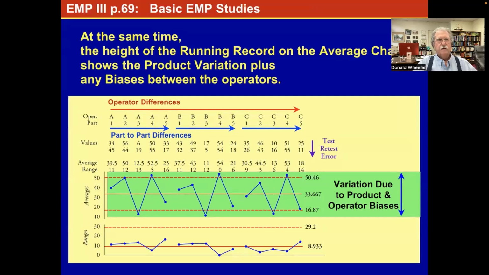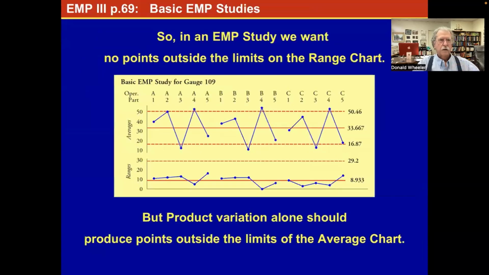The height of this green band we want to be bigger than the limits on the average chart. So in an EMP study, we want no points outside the limits on the range chart. But product variation alone should produce points outside the limits of the average chart.